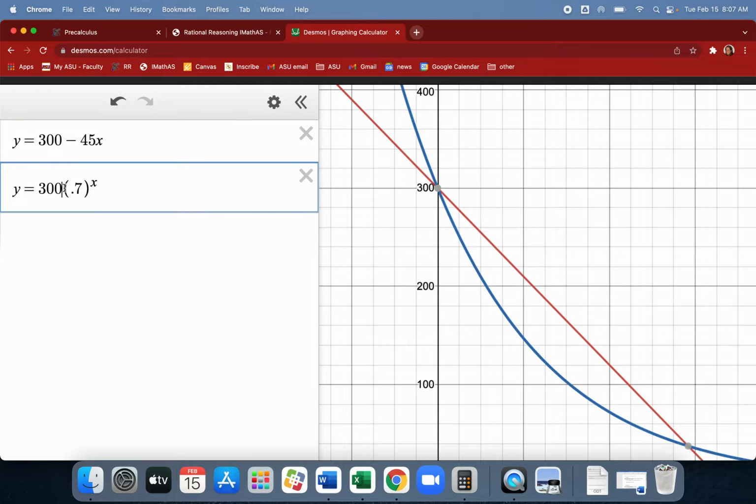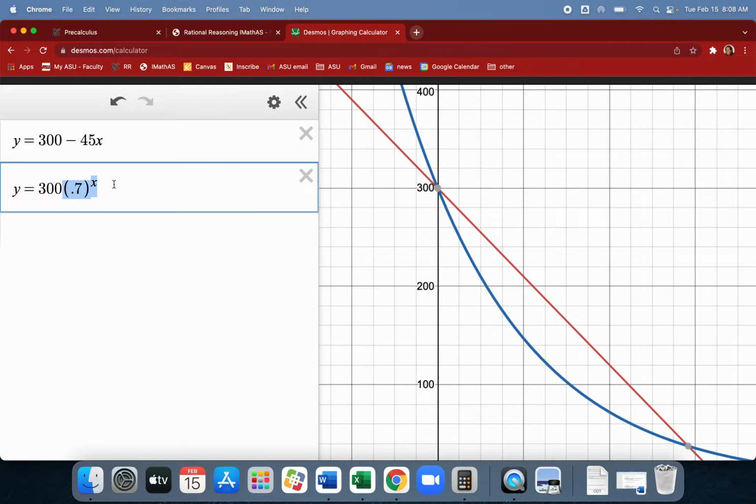I can find 70% repeatedly, 70% of a different number every time. It's not like subtracting 45 every time, which isn't always subtracting 45 from 300. It's subtracting 45 from whatever you just got the last time. This times 0.7 to the x doesn't mean I'm always finding 70% of 300. I'm finding 70% of whatever I just had the last time around.